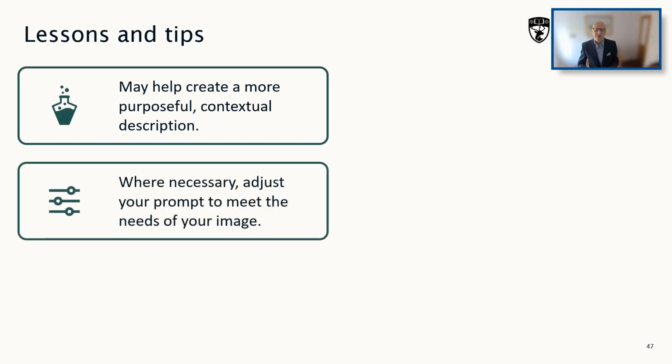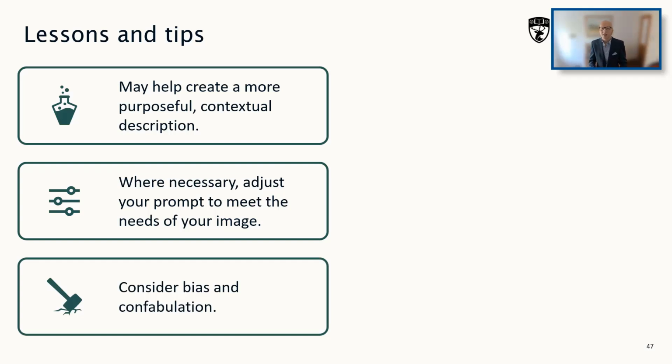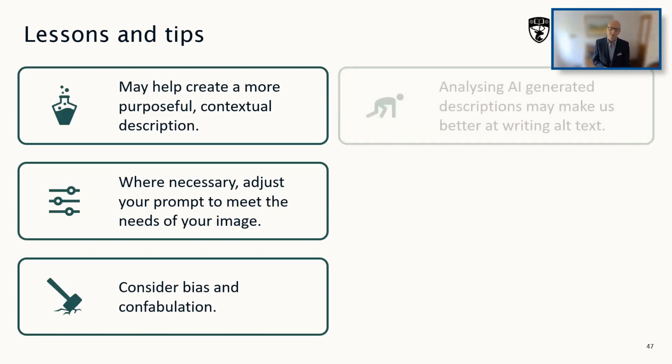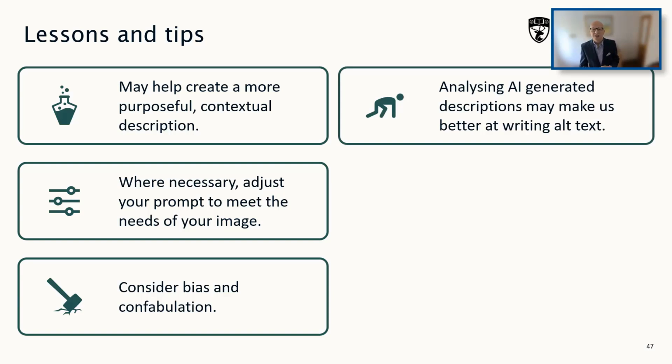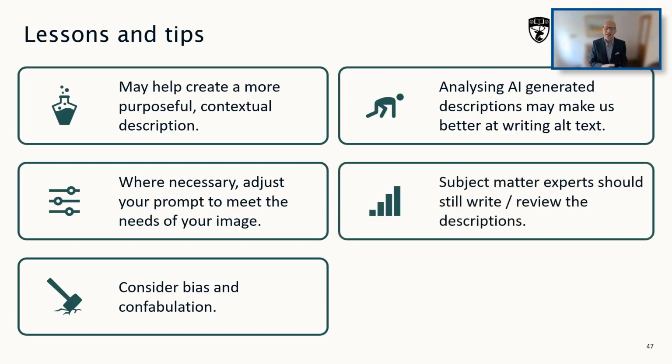The generic prompt is just the start. It could be fine-tuned, or we could add follow-up questions. Of course, we need to consider bias and confabulation, particularly if the description infers meaning or content that is not in the image. And I can see that using AI to create descriptions may frustrate colleagues into just doing it manually, as they get better understanding what makes good alt text. As ever, subject matter experts should be writing or reviewing the descriptions, however they have been initially created.